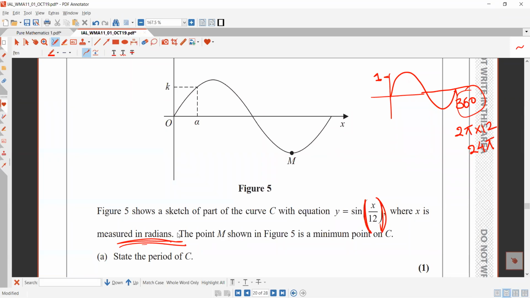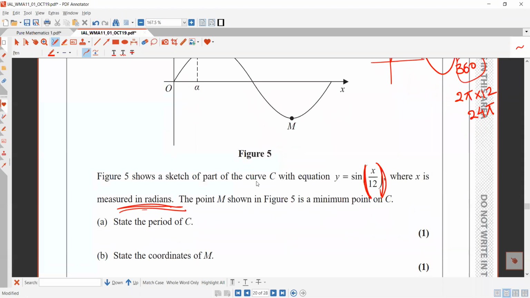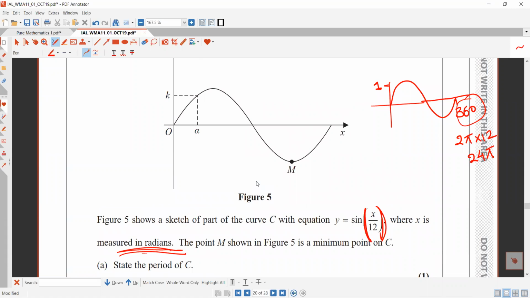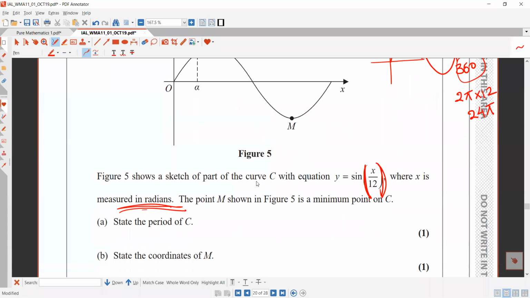Bagheera, Shabai, understood? Period means the time taken to complete one cycle. Period means time taken to complete one cycle. Understood? Yes. Okay then.